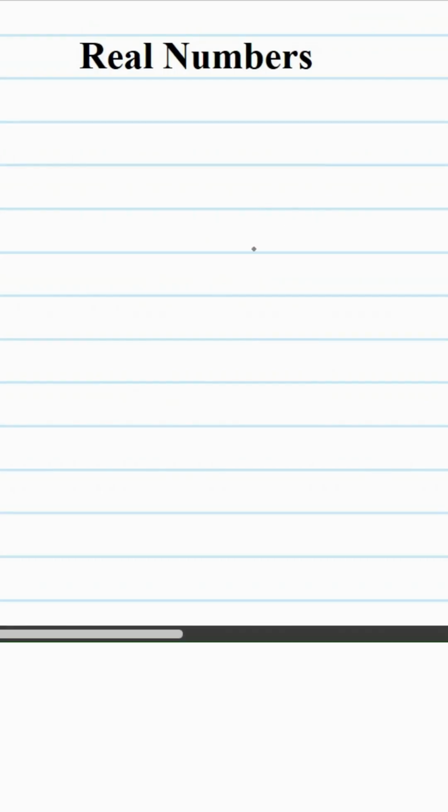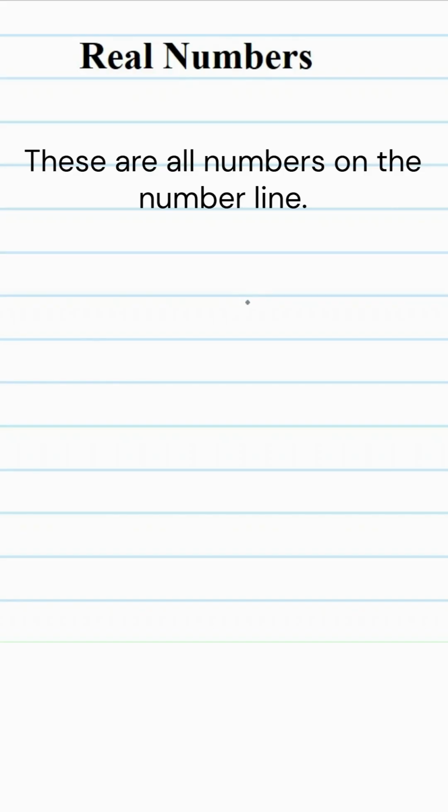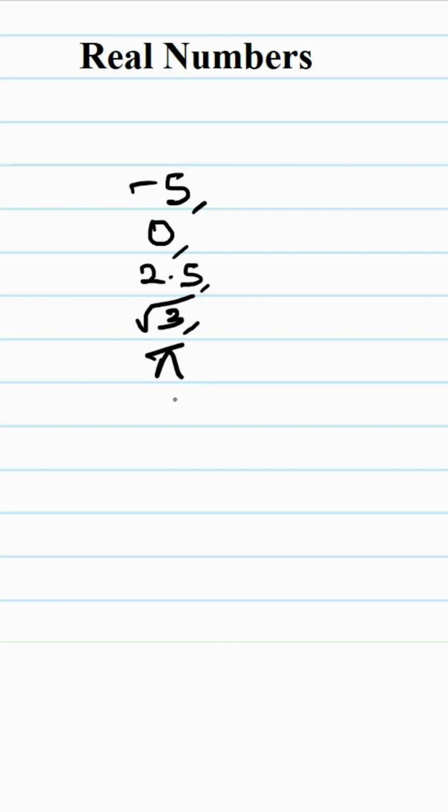Real numbers. All numbers on the number line, including rational and irrational numbers, are real numbers. For example, we have -5, we have 0, we have 2.5, we have √3, we have pi. All these are real numbers. So all number types are real numbers.